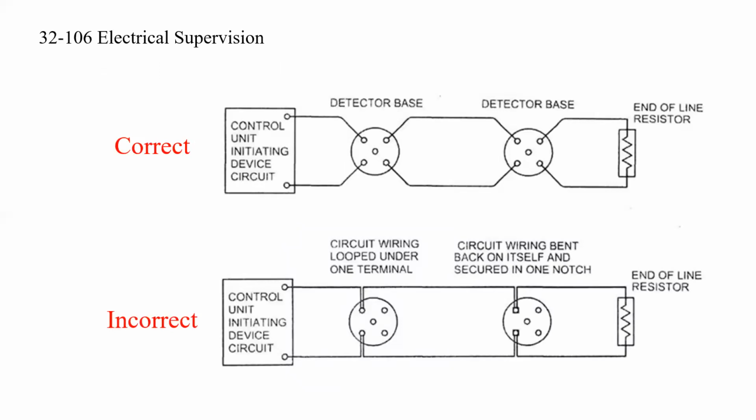32106 is a very general reference to the use of electrical supervision, which necessitates the installation of devices as individual terminations as opposed to parallel loops or skinning of the insulation and looping it under a single terminal. Of course, this is gone into in much more depth when we look at fire alarm systems specifically.